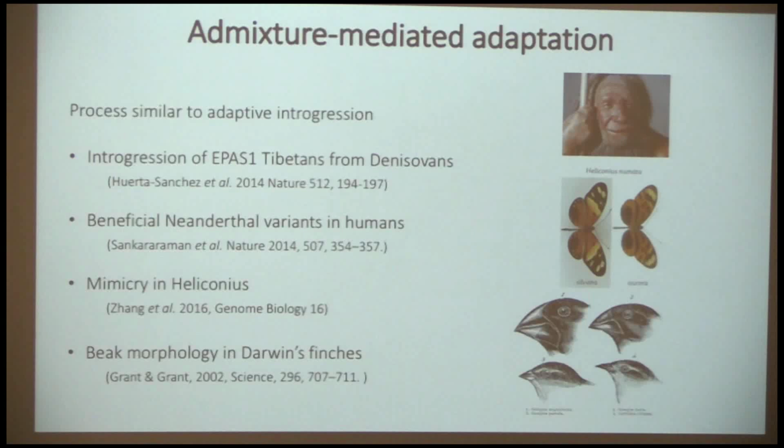And here are just some other examples of where admixture has promoted or facilitated adaptation in a similar way. So there's an example of how the genes involved in adaptation to high altitudes in Tibetans came from the Denisovans. There are studies that show that some variants under selection in humans may have come from Neanderthals. And then there are these examples from Heliconius and from Darwin's finches, where we think that genes that are under selection may have switched across species boundaries due to gene flow.